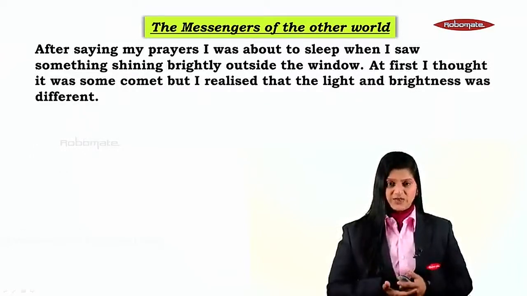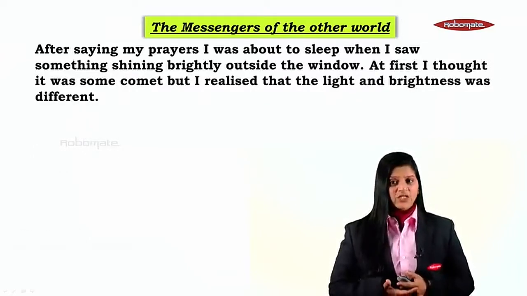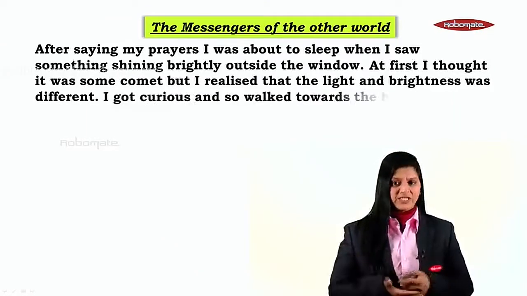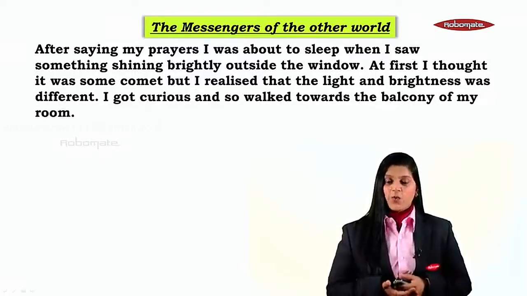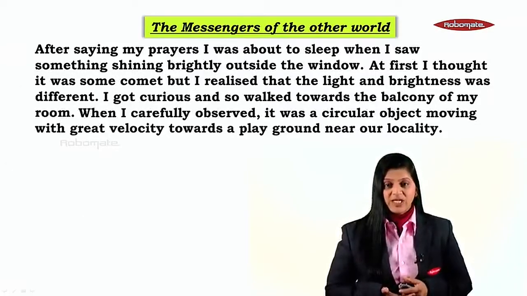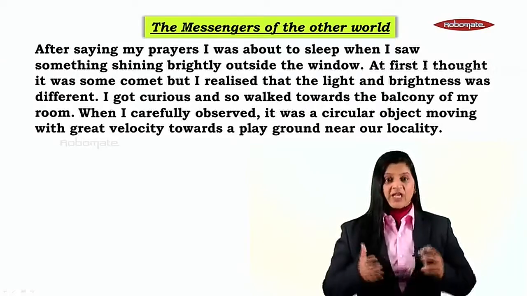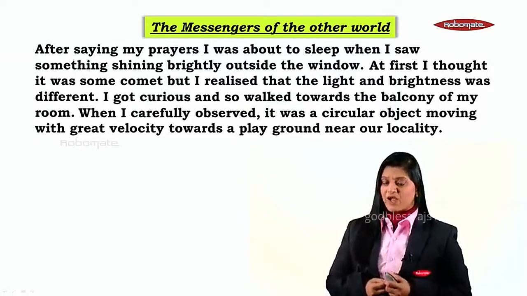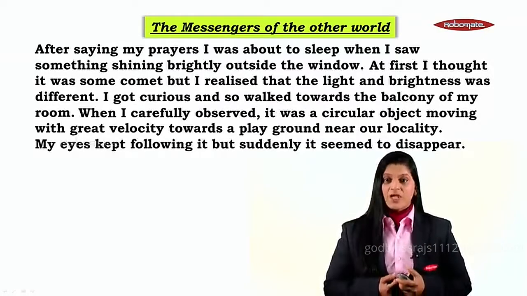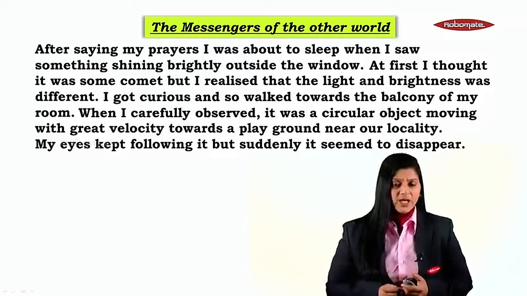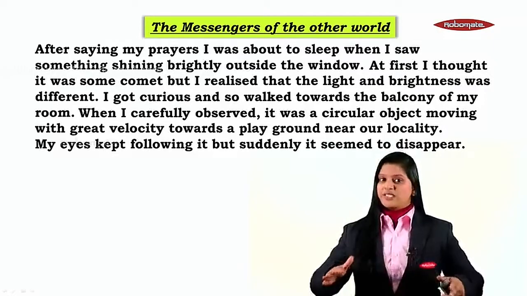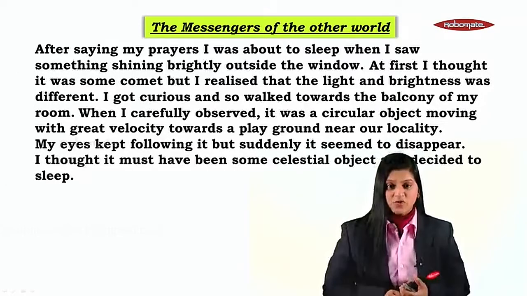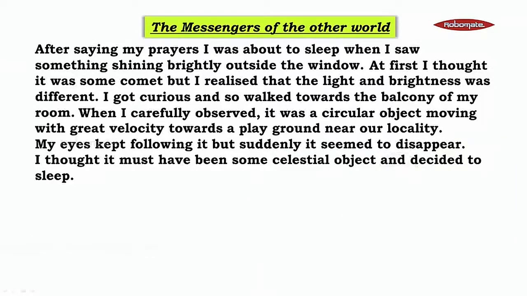Now let's continue with the story. At first I thought it was some comet, but I realized that the light and brightness was different. I got curious and so walked towards the balcony of my room. When I carefully observed, it was a circular object moving with great velocity towards the playground near our locality. My eyes kept following it, but suddenly it seemed to disappear. I thought it must have been some celestial object and decided to sleep.